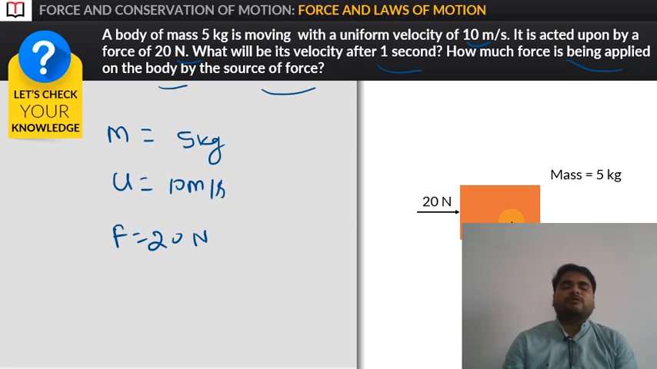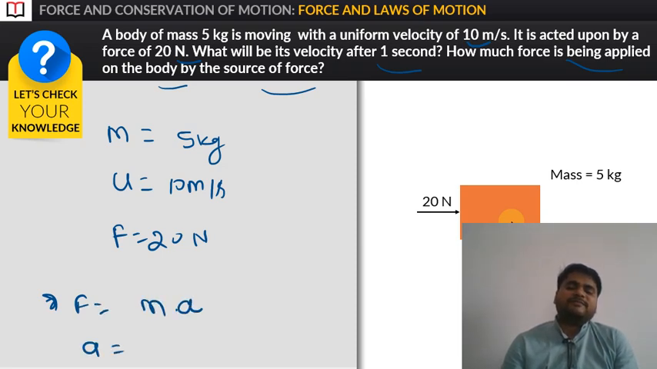First of all we will find the acceleration. We know that F is equal to m into a, so a is equal to F upon m. Here the applied force is 20 Newton and the mass of the object is 5 kg. So the acceleration will be 4 meter per second square.